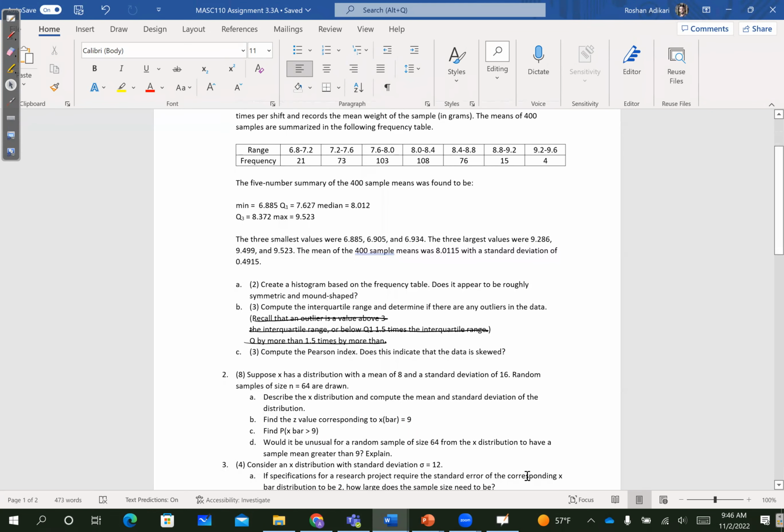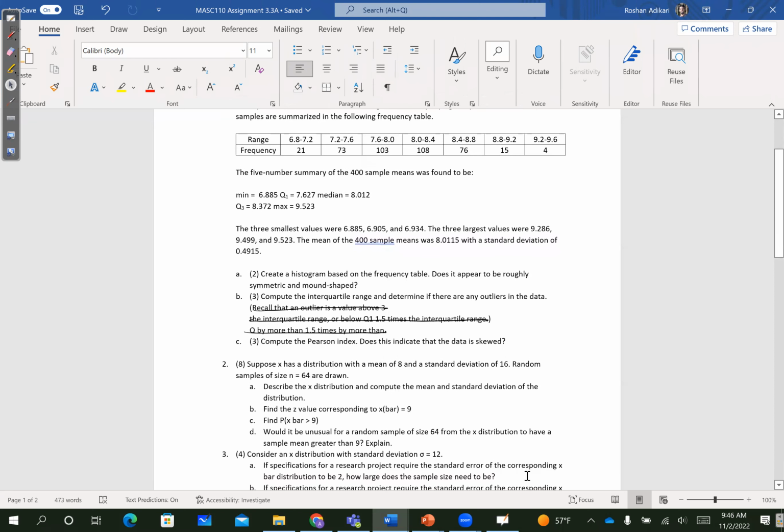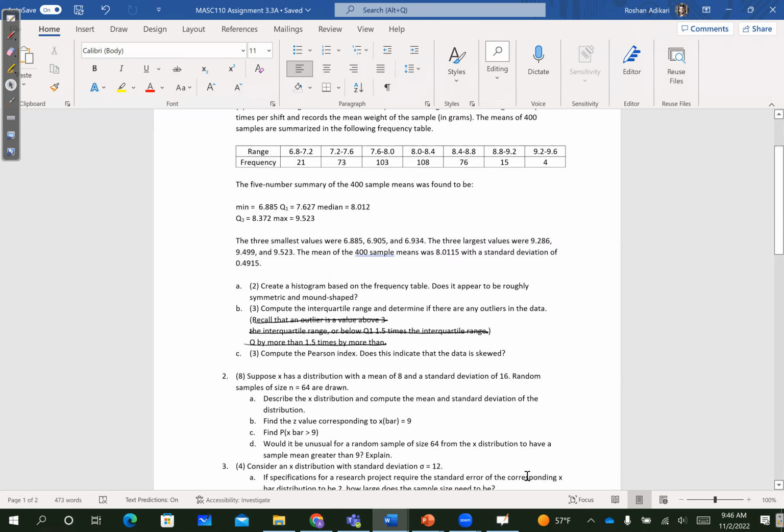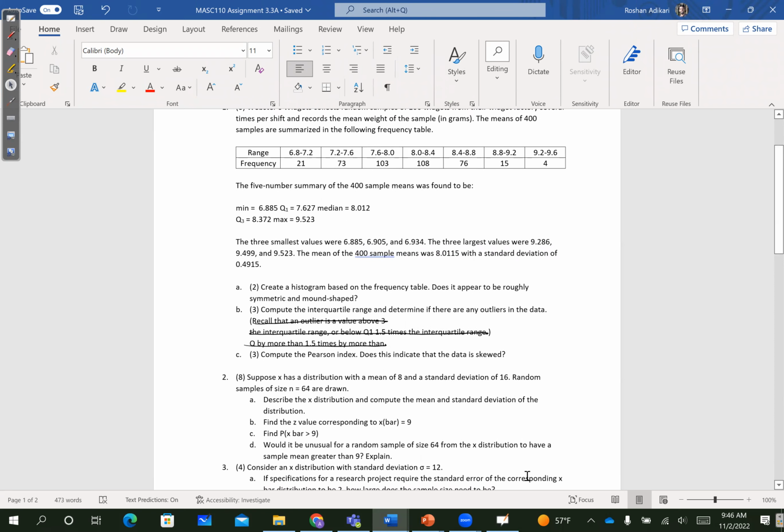Now, number 2, that's about sampling distribution, guys. Again, there is a mistake. Here it should be X bar distribution. So X bar distribution, not X distribution. And well, X bar distribution is going to be approximately same as X distribution. And then you have to find the mean and standard deviation of that.